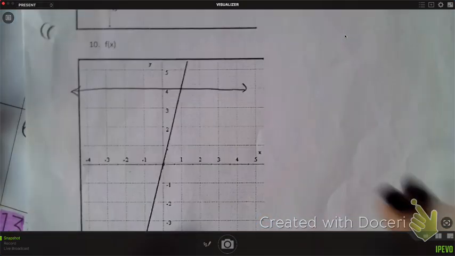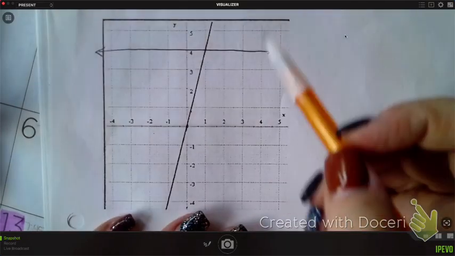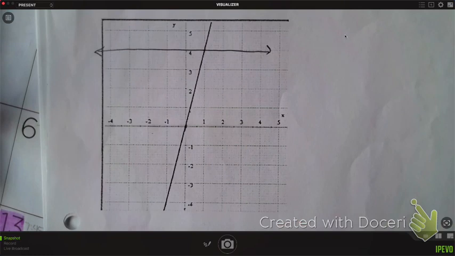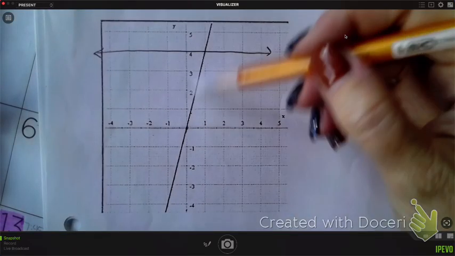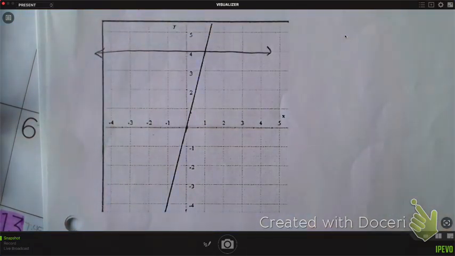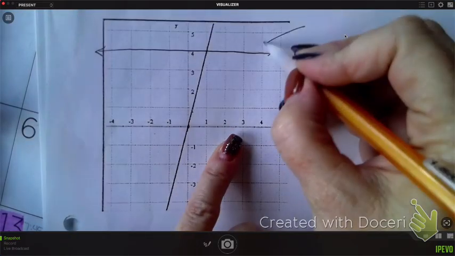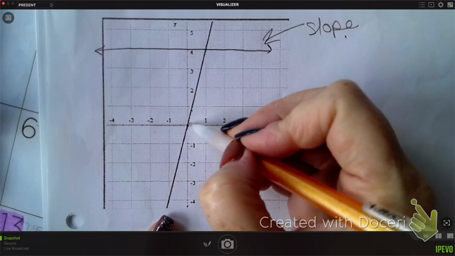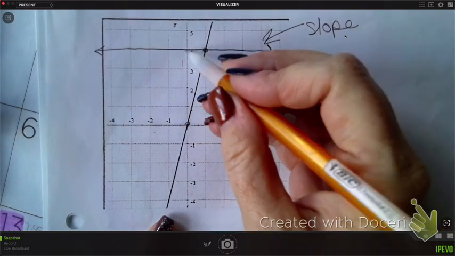Okay, so this one should be linear as well, yes? Why is it 4? What's the slope, guys? The slope is 4. There we go. Okay, this is the slope. How do you know the slope's 4? From here to here would be up 4 over 1.